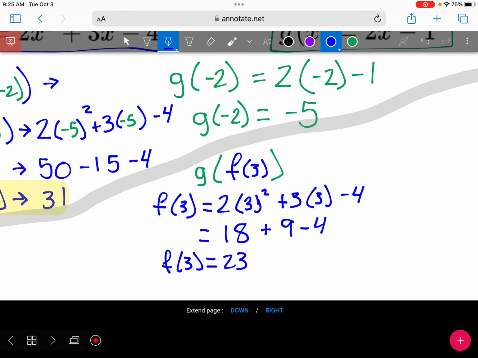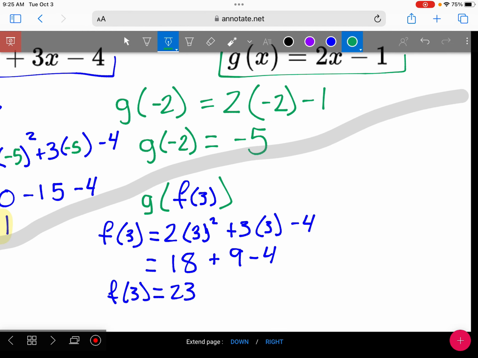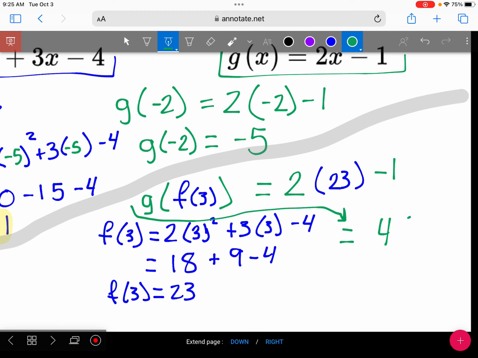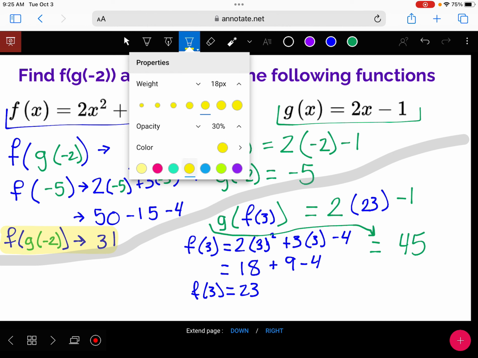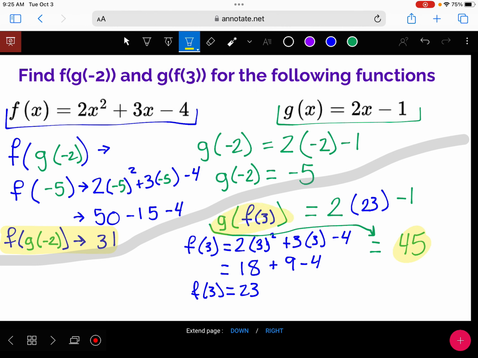So we're going to take the fact that f of 3 equals 23 and substitute that in place of our g. We're going to have 2 times 23 minus 1. Bring this down over here. So 2 times 23? 46 minus 1? 45. So g of f of 3 equals 45. Okay, so that's what that equals.